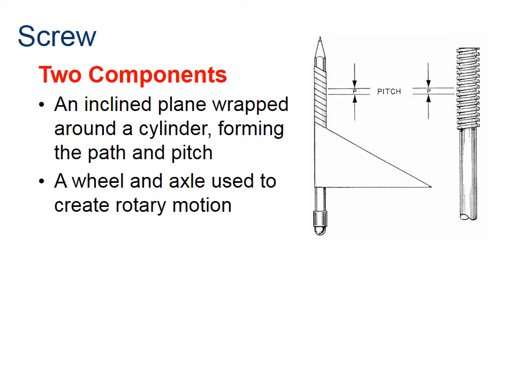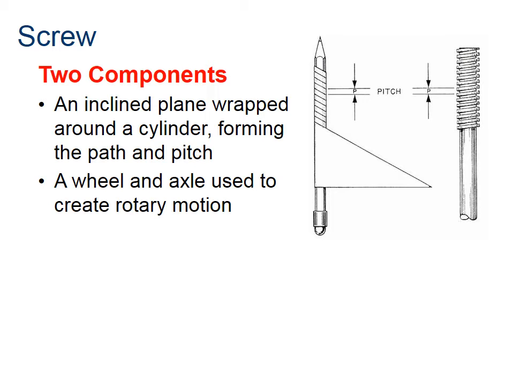Well, next let's look at a screw. A screw is a special kind of simple machine. And you can think of a screw as a combination of a couple of different things. First, think of an inclined plane wrapped around a cylinder. So that provides what's called a pitch. And I'll talk more about pitch on the next slide.